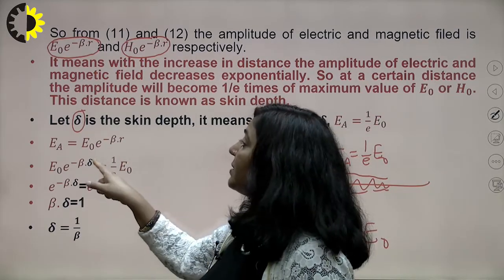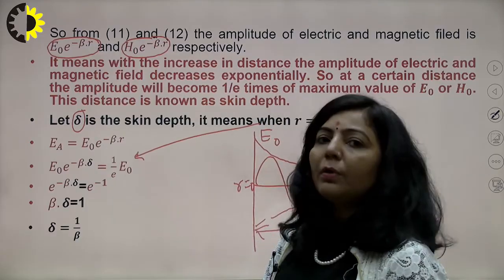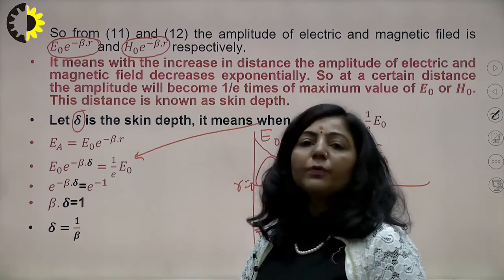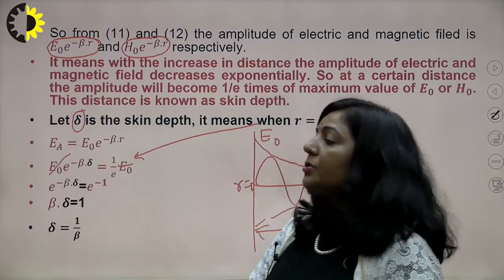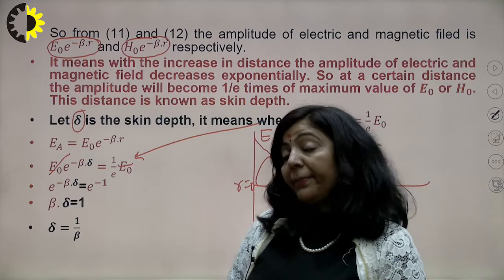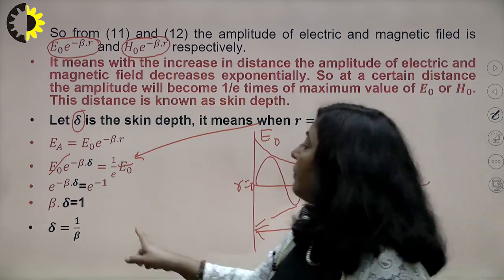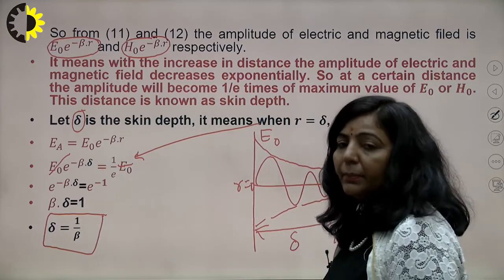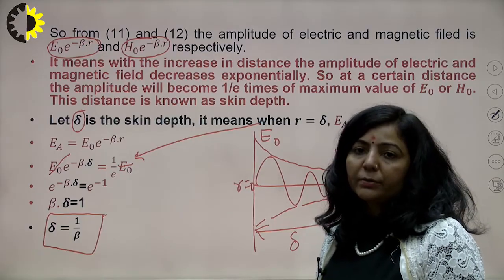So when r is delta, if you apply this condition, then the E amplitude will be 1 upon e times E naught. Now this E naught will get cancelled. This is e raised to power minus beta delta, which is e raised to power minus 1. If you compare, you get beta delta equal to 1. So what is the skin depth? Skin depth is basically the reciprocal of beta. And what is beta? Beta is the imaginary part of your propagation vector, right?